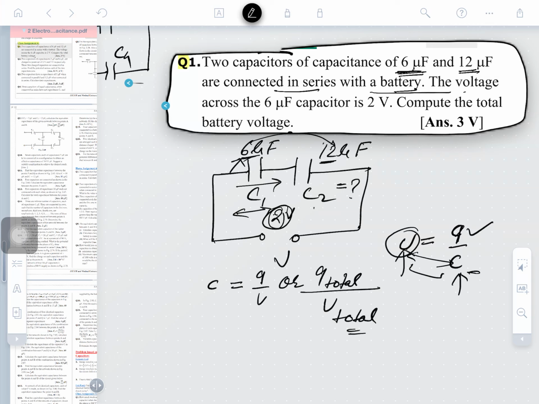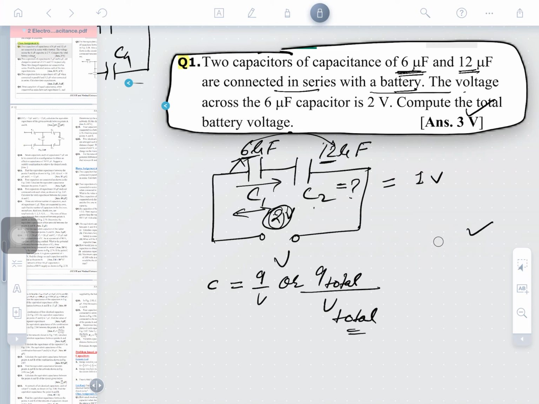So what will be the voltage across C2? 1. The voltage across C2 is 1 volt. So what is the total voltage? 1 plus 2, 3 volt is there. This is your answer before you. Is that clear? But you have to solve this numerically. How will we solve this? Please tell me.